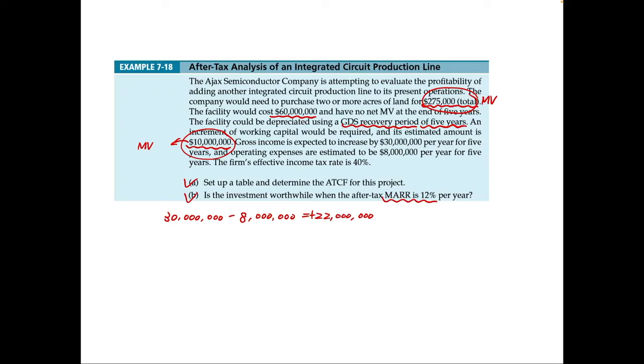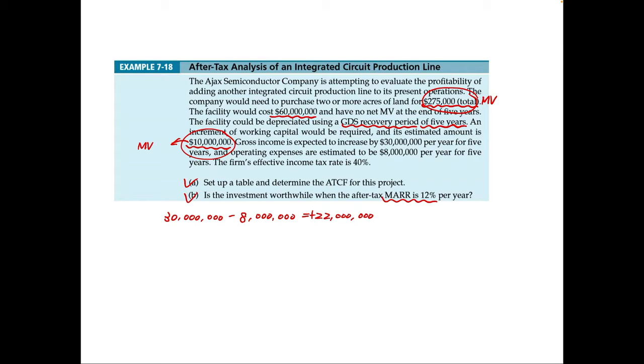So in this problem, we have a company which is attempting to evaluate the profitability of adding another integrated circuit production line to its present operations. So the company is considering adding a new production line, a new asset. Naturally, the company wants to know if this is a good decision or not.